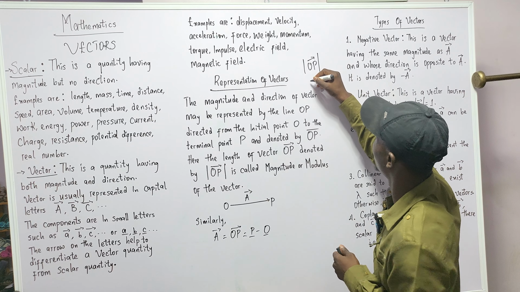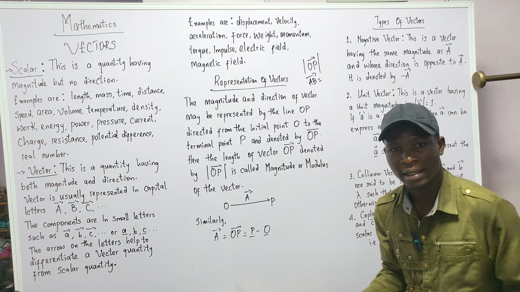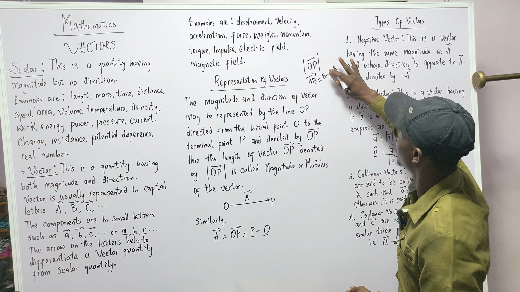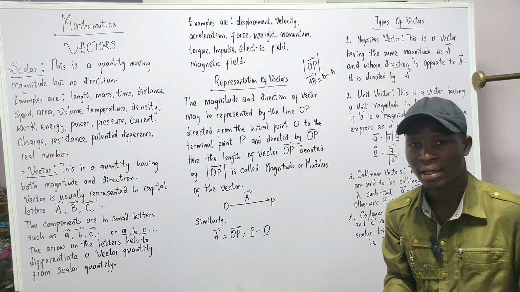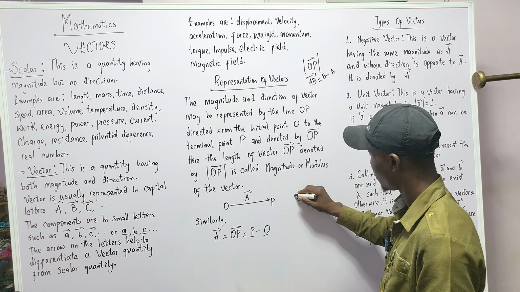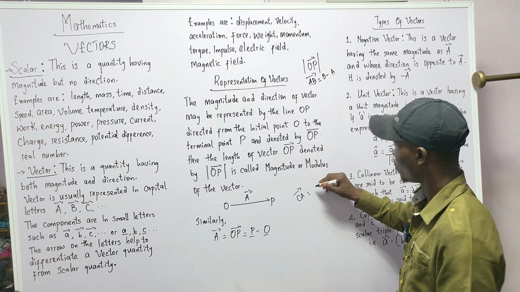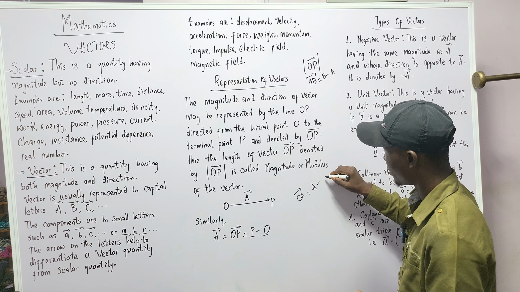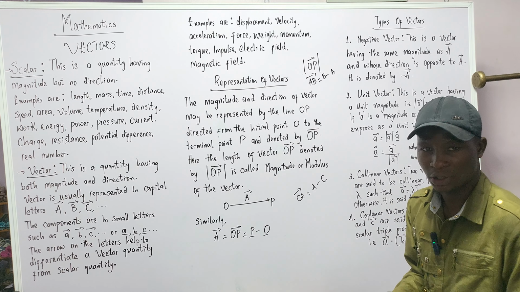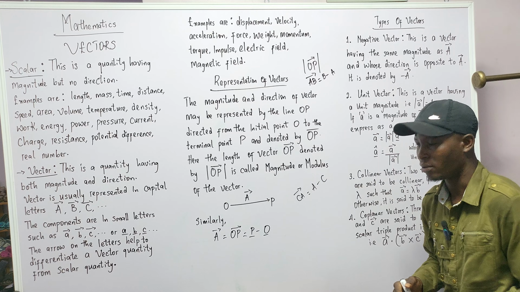Let's say we have a vector AB. How do you find the length? It will be B minus A. Sure you get? It will be B minus A. Let's say we have CA now. How do you find the length? It's going to be A minus C. The one at the back first, then minus the one in front.